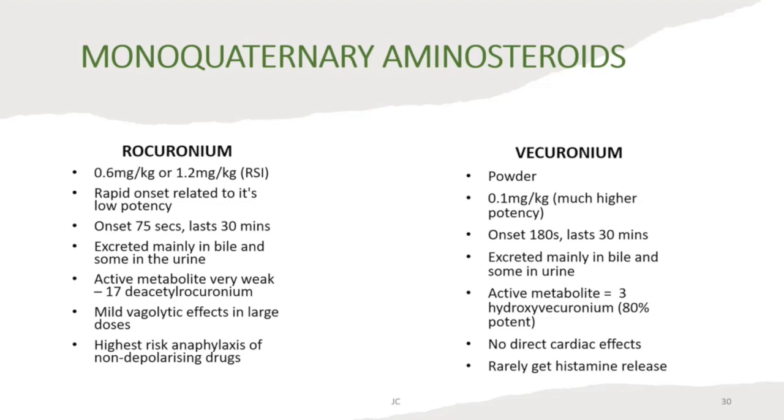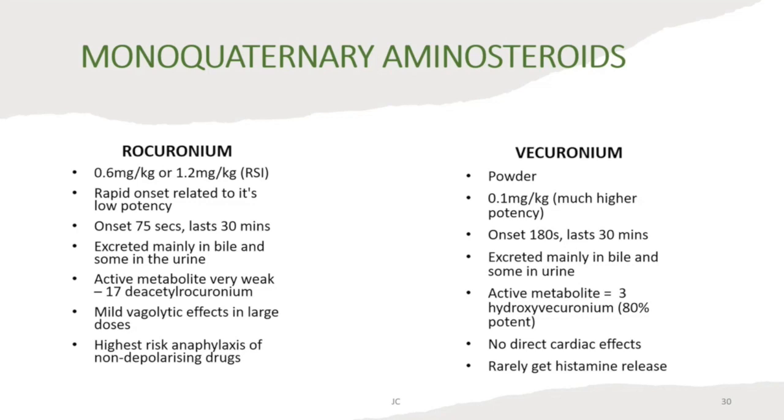The onset for your standard dose is about 75 seconds, and it lasts about 30 minutes. It's excreted mainly in bile and some of the urine, and I spoke about why that's the case. It's because of its sort of negative charge, because it's only got this three. It's monoquaternary, so you've got one nitrogen that's got 3 hydrogens, and the other nitrogen has got 4. It has an active metabolite, which is very weak potency, which is your 17-deacetyl rocuronium. It has mild vagolytic effects in large doses, so you can get a bit of a tachycardia with it. And of the non-depolarizing drugs, it's the highest risk of anaphylaxis.